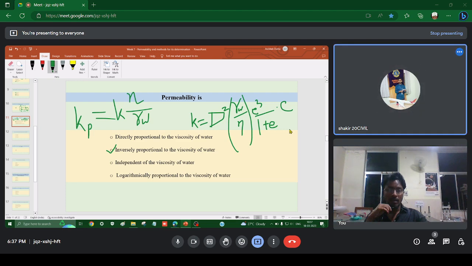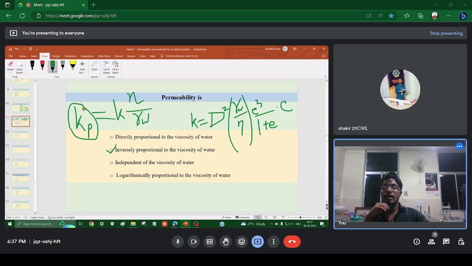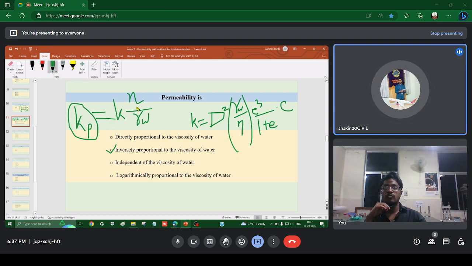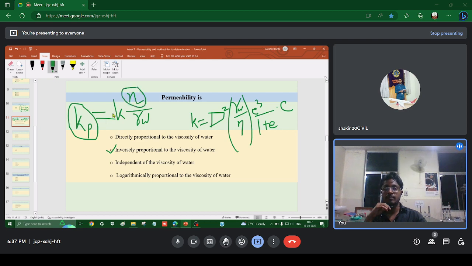Oh, okay, sir. I thought K is equal to Kp into eta by gamma w. If anywhere Kp is written like this, physical permeability according to Muscat, then it is the permeability which is depending only upon the properties of the porous medium. Right? So don't get confused, because eta over here is directly proportional to K. You're getting confused, right?